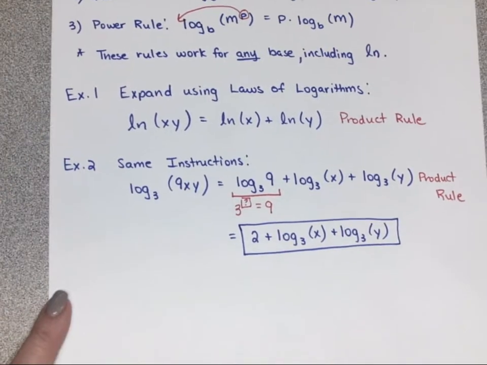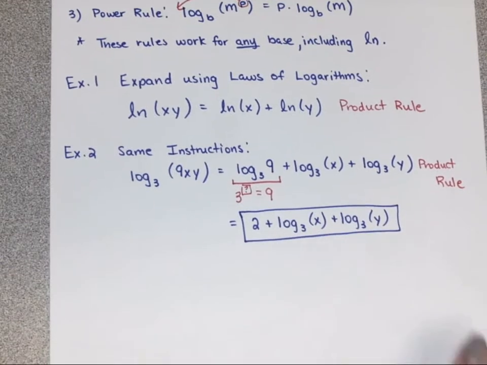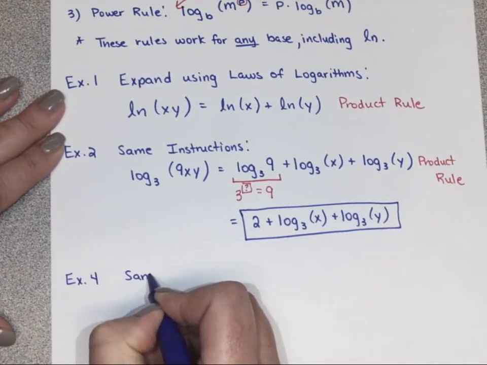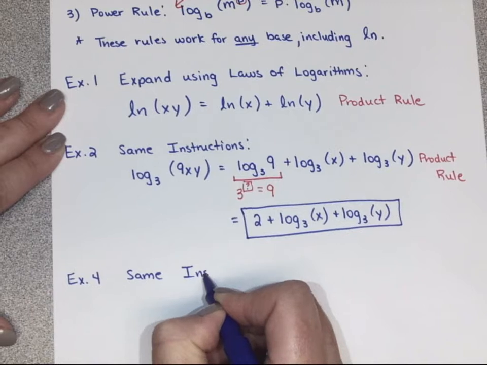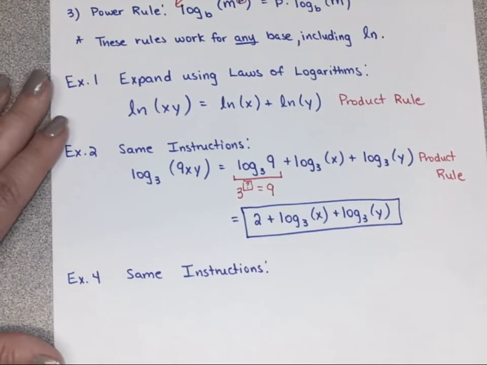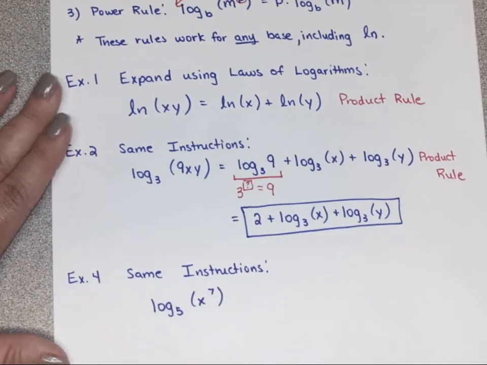So any part that can be evaluated, I want you to go ahead and try to do that. Notice we don't know what x or y is, so there's nothing that we can do with that. All right, but let's practice using some of the other rules. Same instructions, I want you to expand it using one of the 3 rules. You only have 3 to choose from. So what about the log base 5 of x to the 7th?